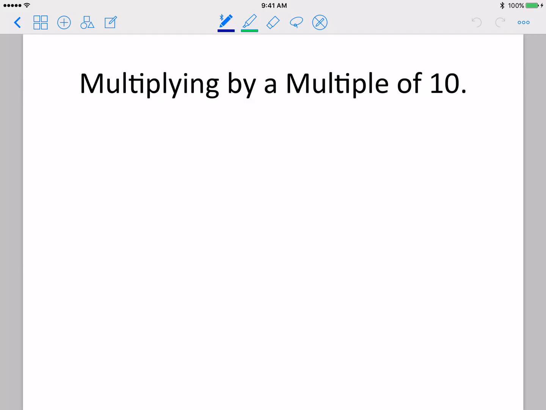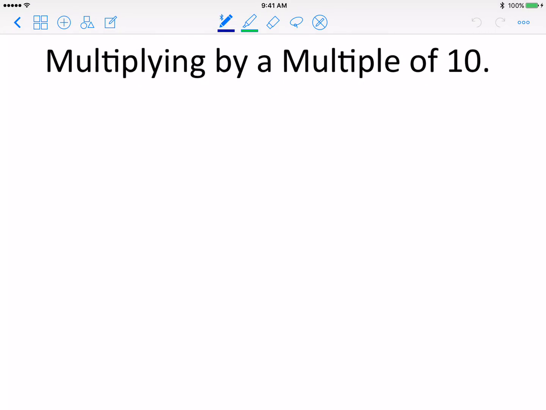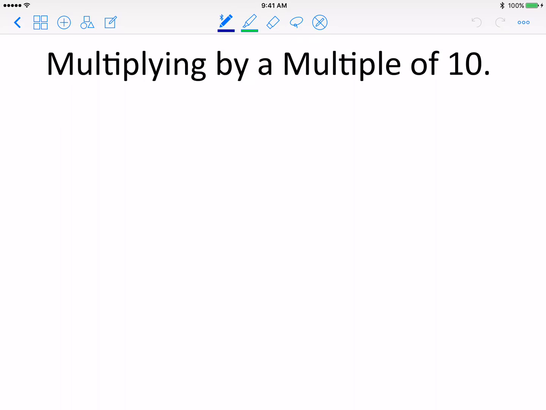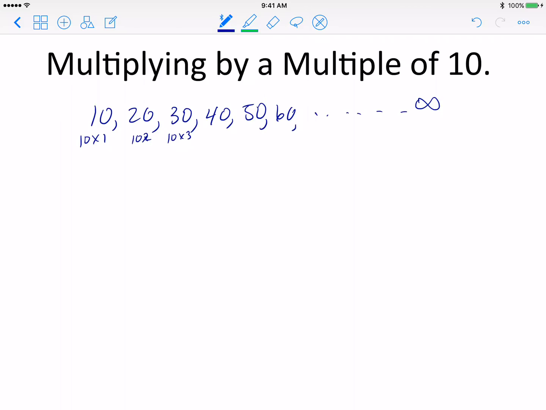Not difficult, but we have to have a deep understanding of why this works. So a multiple of 10 is any number that you multiply by 10. That's whatever the product is going to be. So anything you can skip count by 10s: 10, 20, 30, 40, 50, 60, on and on until infinity. Those are going to be multiples of 10 because 10 times 1 is 10, 10 times 2, 10 times 3. You get the picture. Okay?